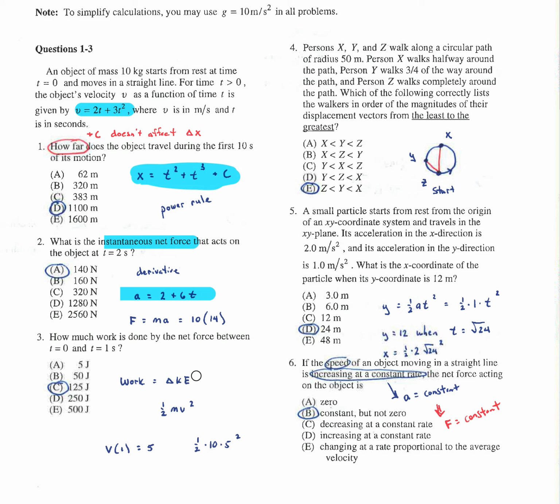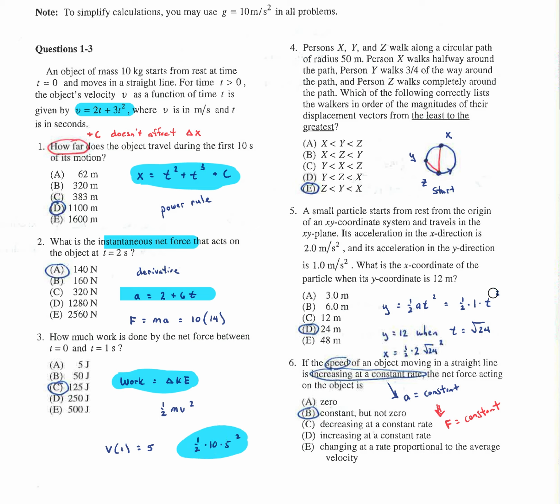How much work is done? So we're going to the work-energy theorem. Work equals the change in kinetic energy. So you want to find the work done from 0 to 1. Well, just figure out how fast it's moving at 0, which is 0, and figure out the velocity at 1 second, which is 5, and then you can figure out the kinetic energy gained. The work done is the increase of kinetic energy.